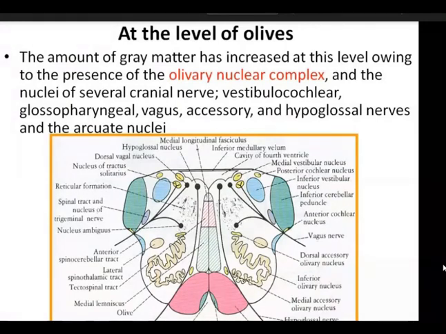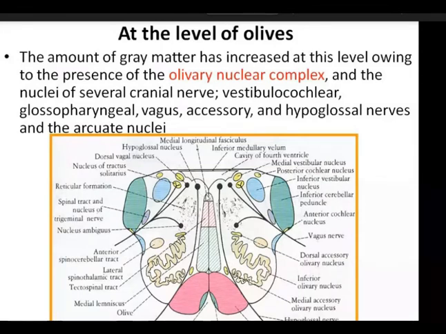And the next level is the level of the olive. The olive means the olivary nucleus. So here we can see the main feature, the presence of the inferior olivary nucleus. So this is the inferior olivary nucleus. And here we can see other nuclei: the dorsal accessory olivary nucleus, the smaller one, and the medial accessory olivary nucleus in the medial aspect.